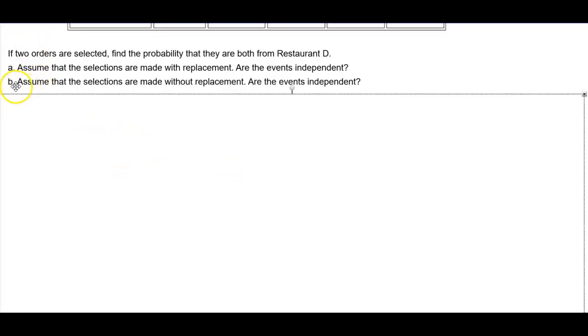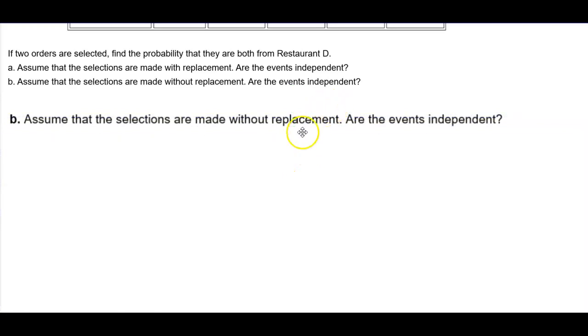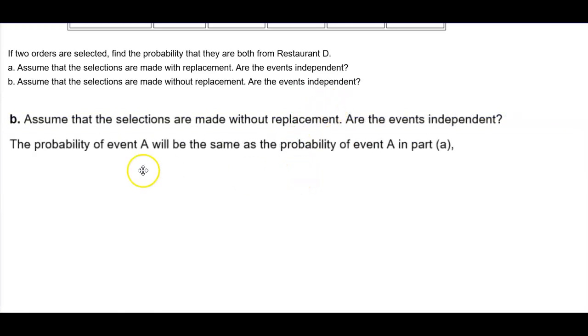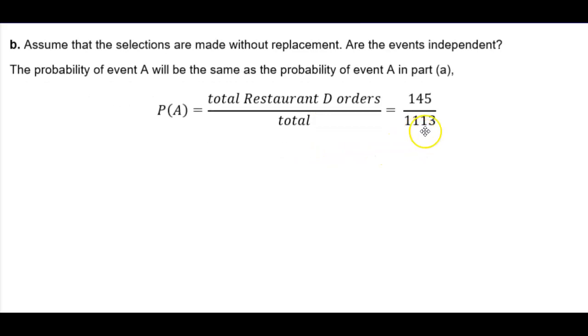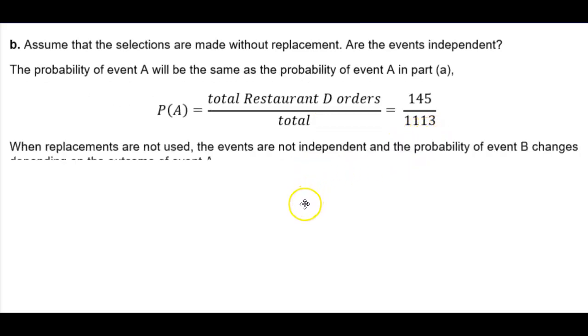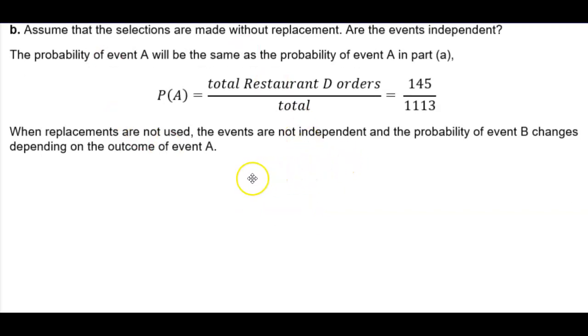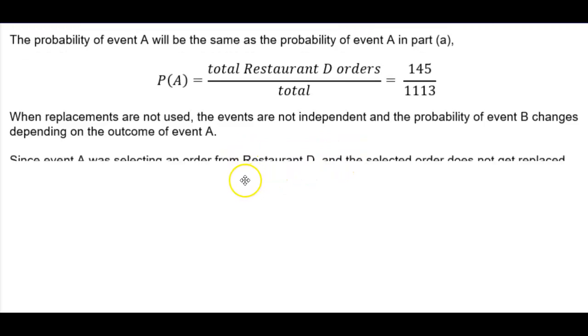Okay, so now let's take a look at part B. Assume that the selections are made without replacement. Are the events independent? There's our question. The probability of event A will be the same as in part A, which is the total restaurant D orders over the total, 145 over 1,113. Now, when replacements are not used, the events are not independent, and the probability of event B changes depending on the outcome of event A.